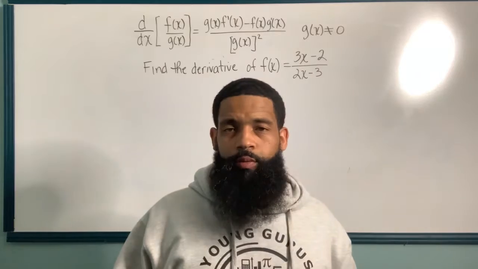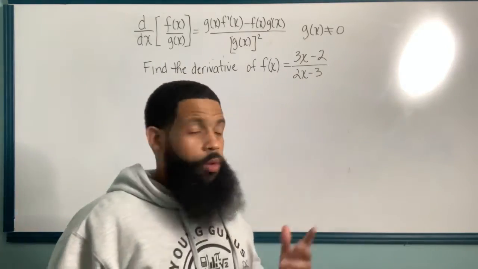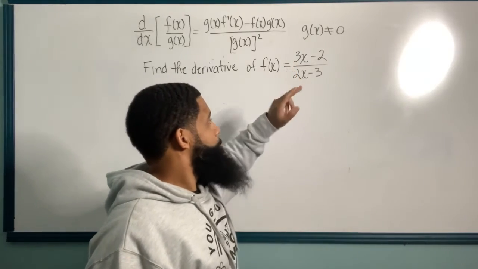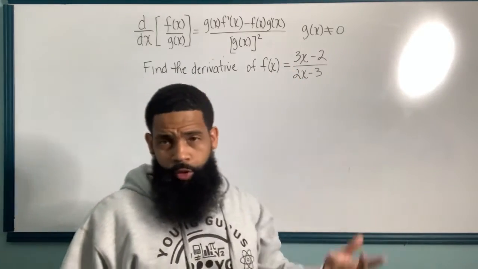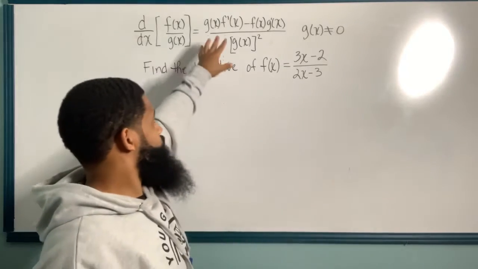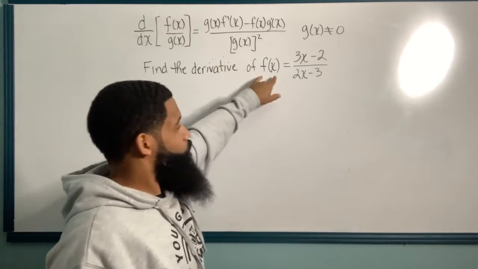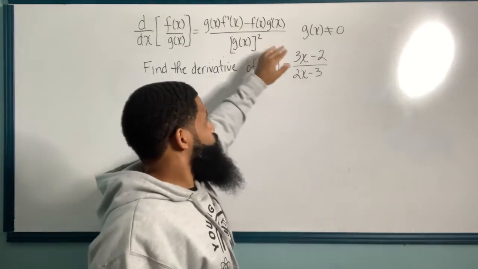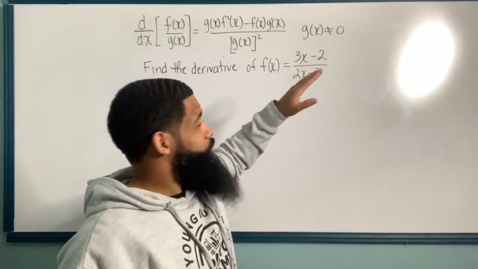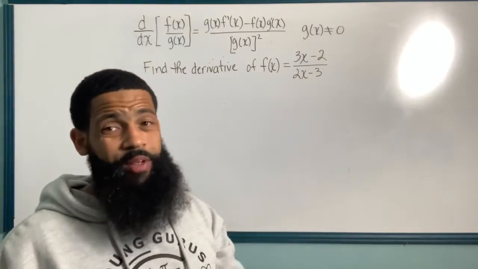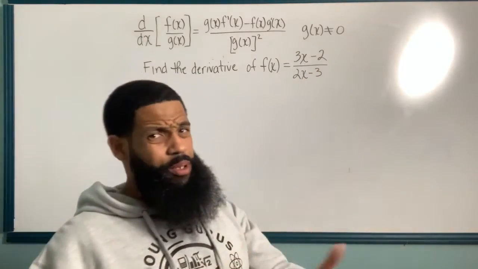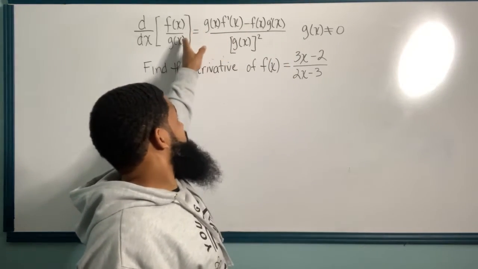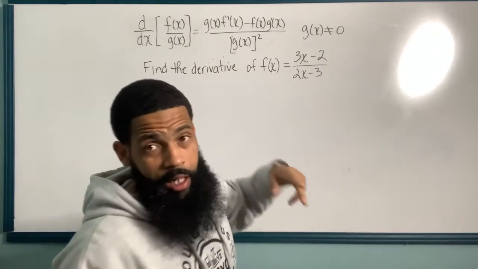Working with the quotient rule of derivatives, I have the example where I want to find the derivative of f of x equals 3x minus 2 over 2x minus 3. Remember, in this case, for notation purposes, even though I labeled this entire function f of x, when I look at the rule, f of x represents our numerator, g of x represents our denominator. Be very, very careful with that rule. Different books use different notation, but in this case, I'm using f of x as the numerator and g of x as the denominator. Let's get into the math.